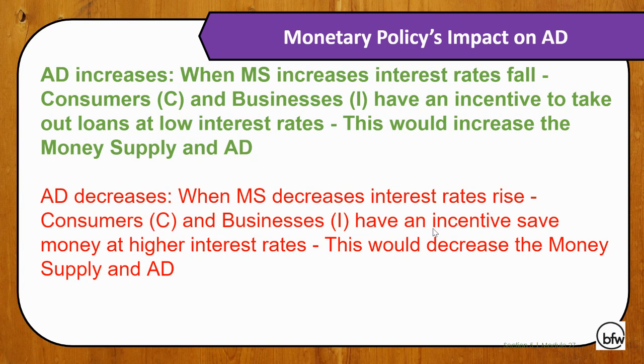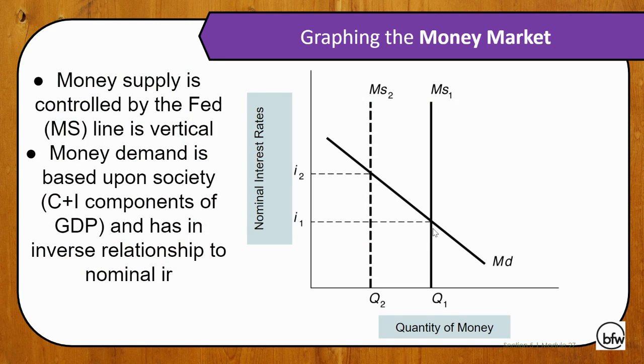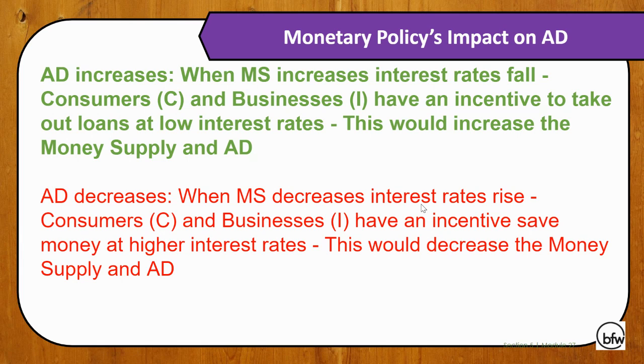All right, so let's look at what caused AD to increase. When money supply increases, it shifts to the right. So if this is increasing, it's shifting to the right, interest rates are falling. Consumers and businesses have an incentive to take out loans at low interest rates. If they take out these loans, this is going to shift AD to the right, or to increase it. Vice versa, if you want to decrease AD out of inflation, when money supply is decreased, interest rates are going to rise. Consumers and businesses have an incentive to save money at higher interest rates, and so this is going to decrease AD or shift it to the left.